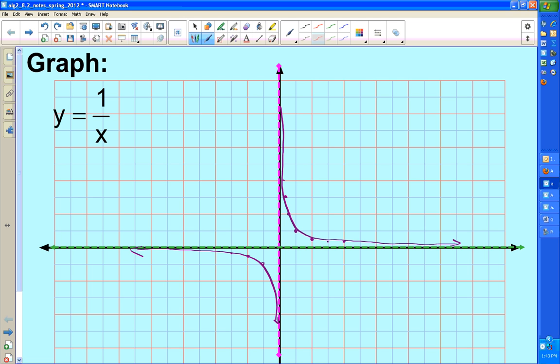Don't touch my asymptote. These are two asymptotes, a horizontal and a vertical, and you cannot touch them. And they mirror each other. This graph itself is called a hyperbola.